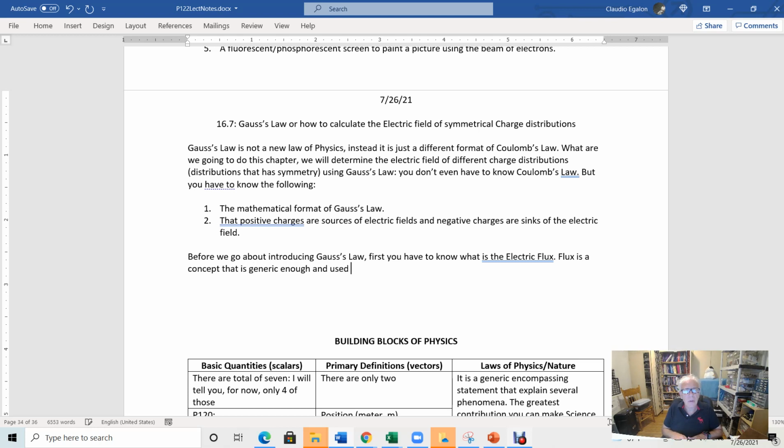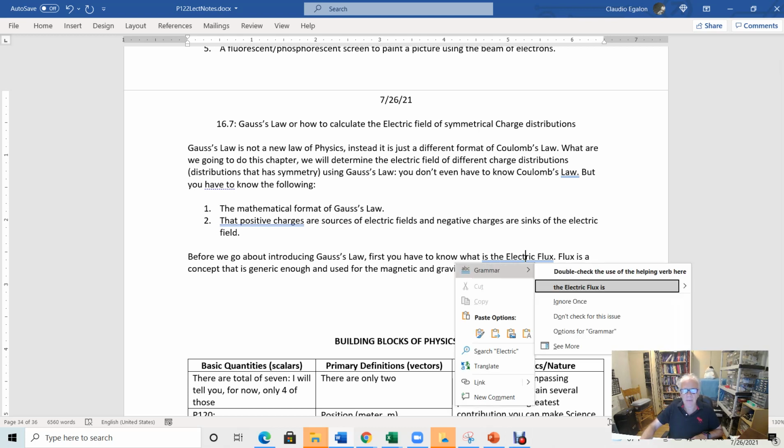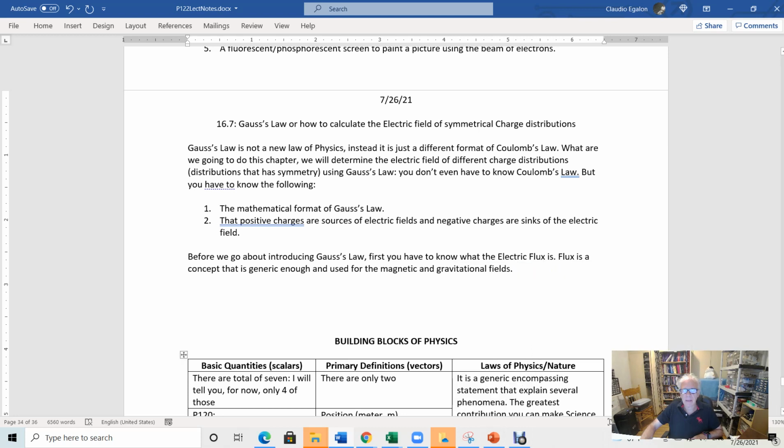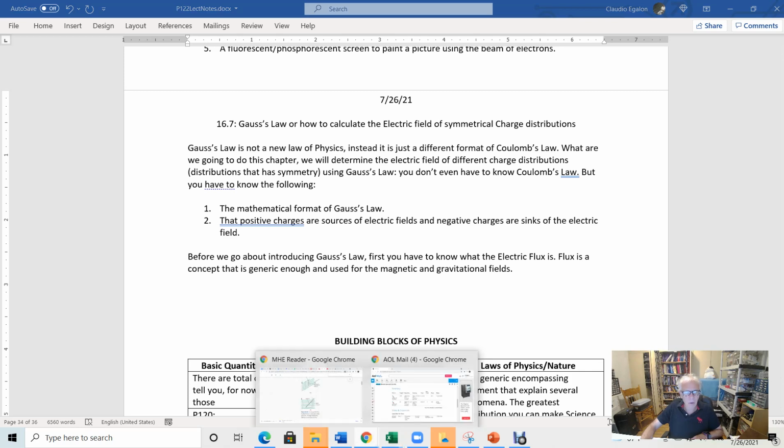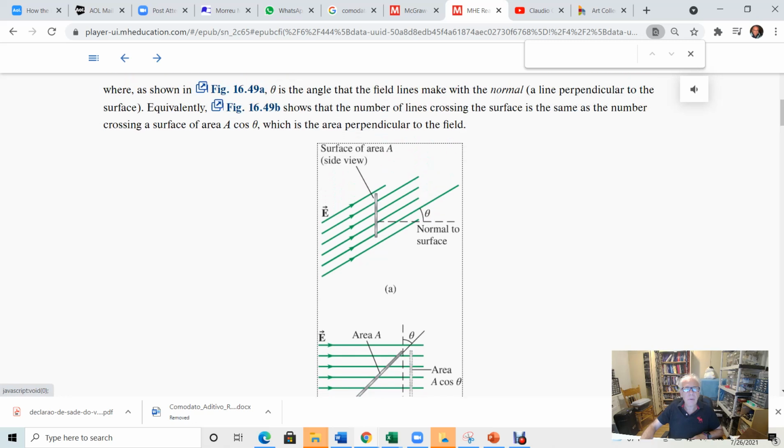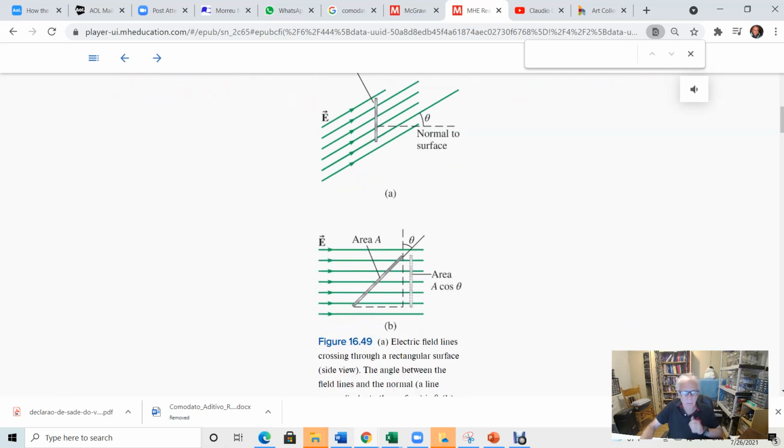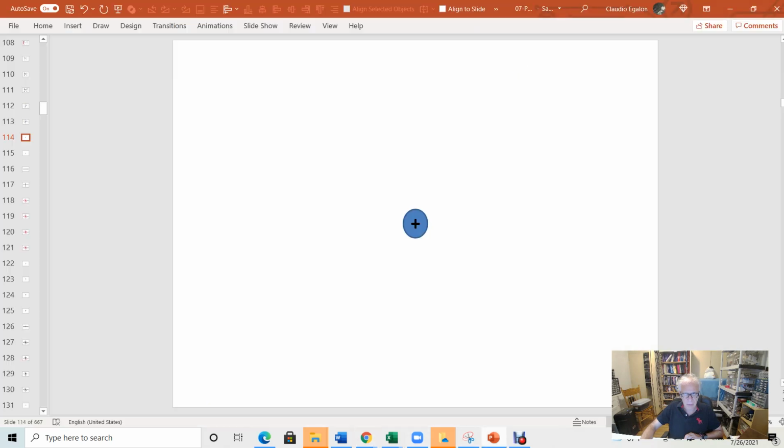And used for the magnetic and gravitational fields. What is the electric flux? So let's take a look here at this drawing. Okay, suppose that I'm going to give you the simplest illustration of electric flux. Here you go.